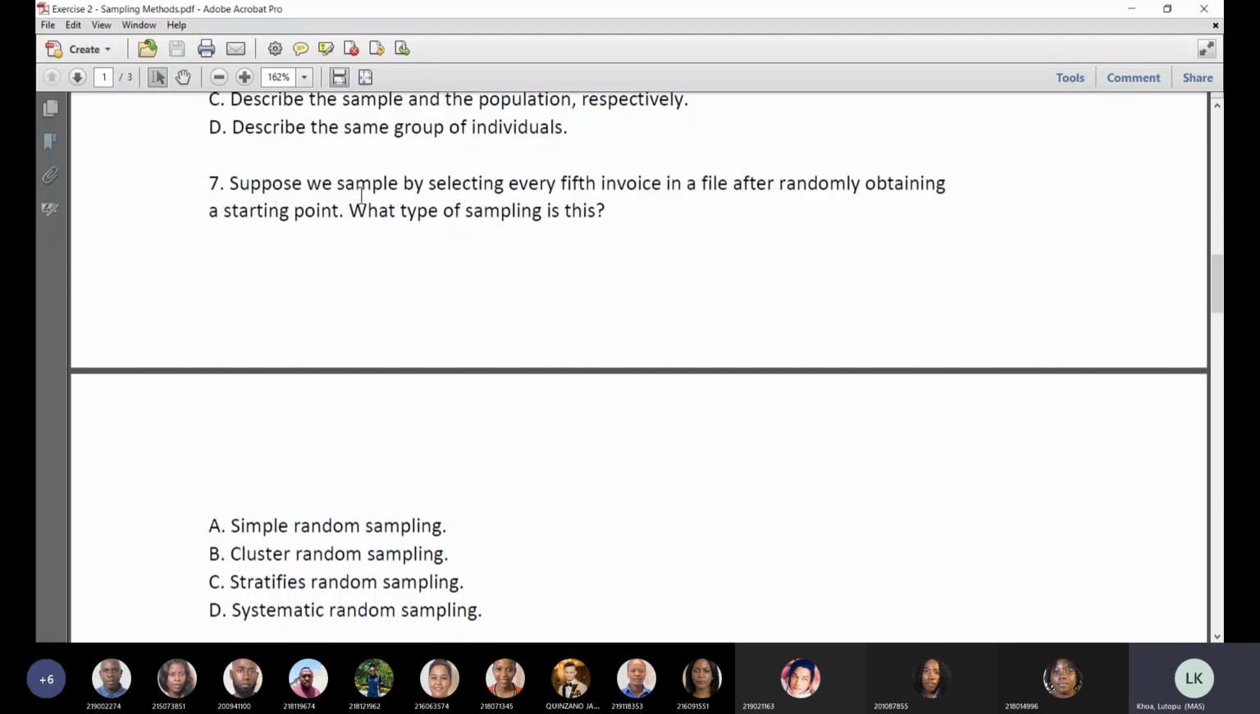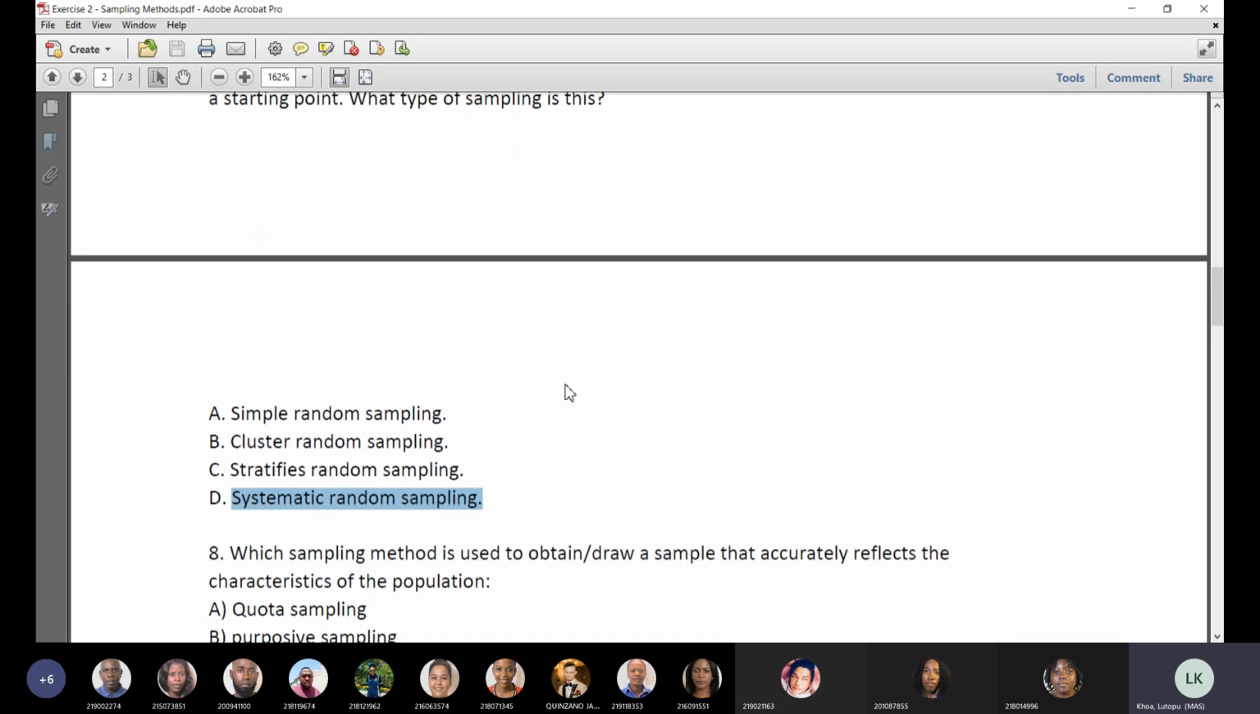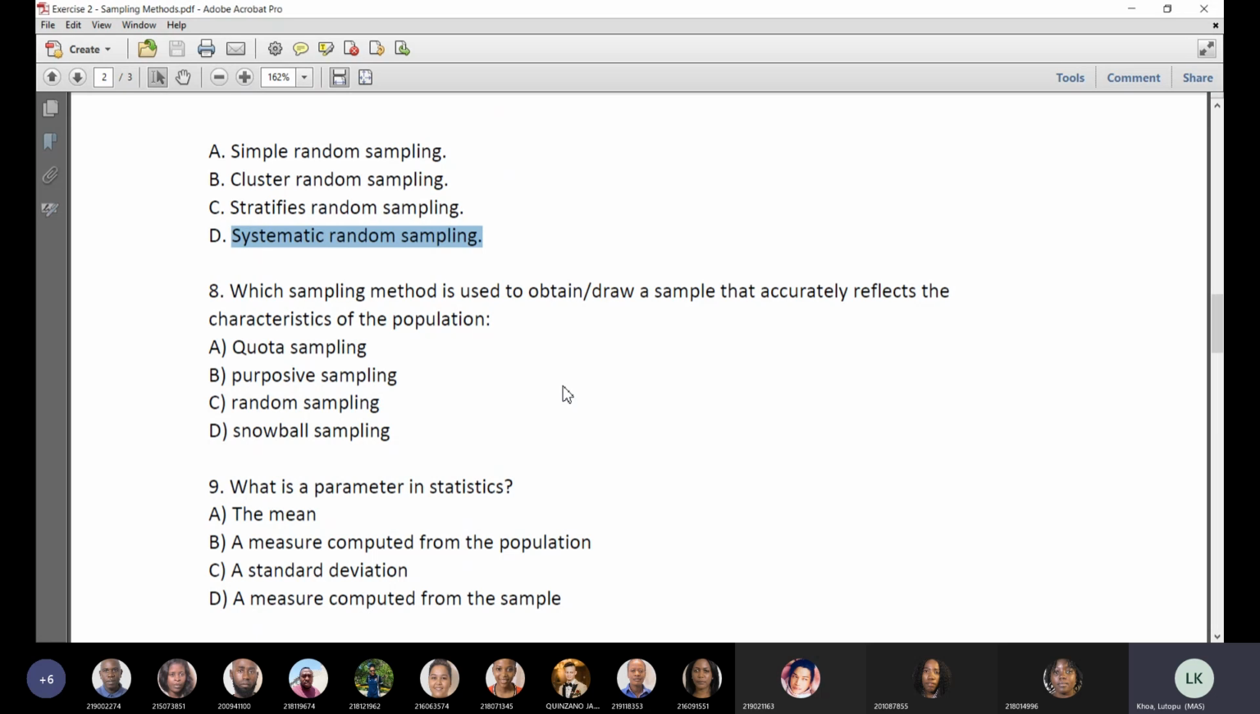Number 7, suppose we sample by selecting every 5th invoice in a file after randomly obtaining a starting point. So your mind should already click when you hear every 5th invoice. That means every kth something after randomly obtaining a starting point. What type of sampling is this? This is systematic, because we have a system that we are following. So when we follow a system in choosing our sample, we are using systematic random sampling.